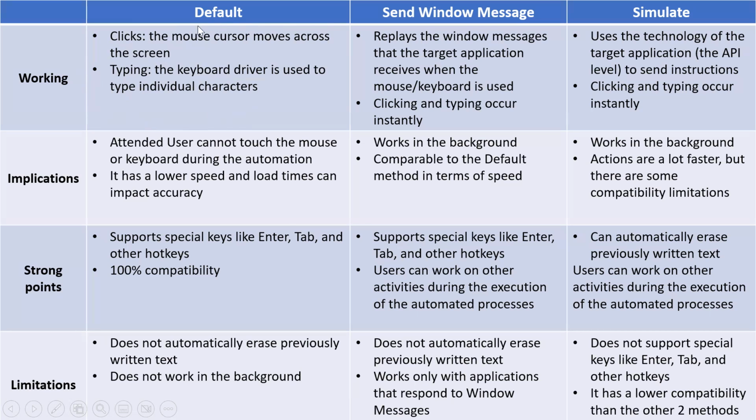When you choose default as a behavior, what does the bot do? It uses a mouse driver to click. It uses a keyboard driver to type. That is the working behavior of the default. And what are the implications? See, attended users cannot touch a mouse or a keyboard during automation. It has a lower speed and a longer time, which can impact the accuracy.